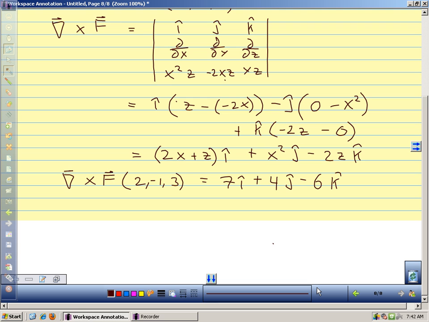We had a test for conservative vector fields in the plane. If the partial of our x component with respect to y is equal to the partial of the y component with respect to x, then our vector field is conservative, and we can find a potential function that gives us that vector field. So we're going to look at this test for conservative vector fields in space.